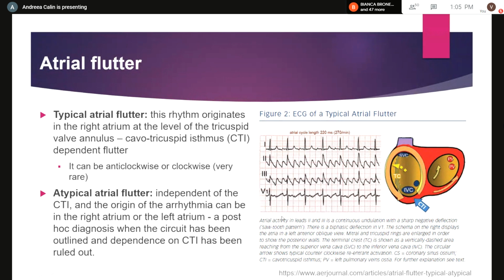So in this typical flutter, the atrial activity in leads 2 and 3 is a continuous undulation with a saw-tooth pattern, with sharp negative deflections, and a biphasic deflection in V1.